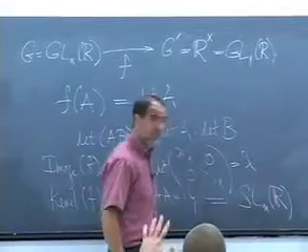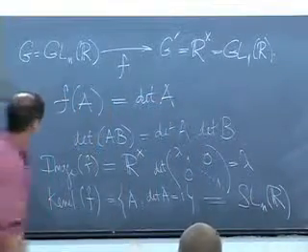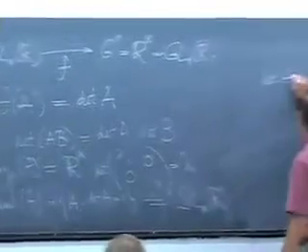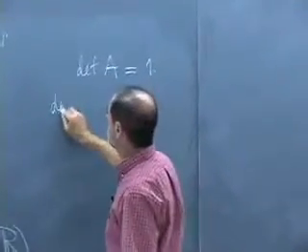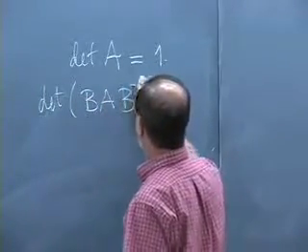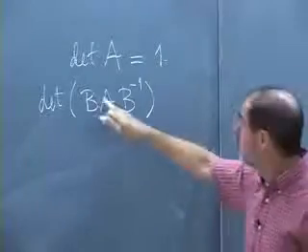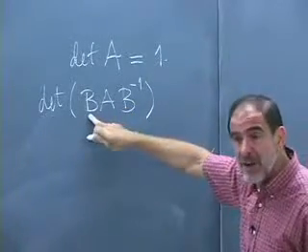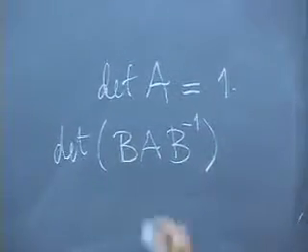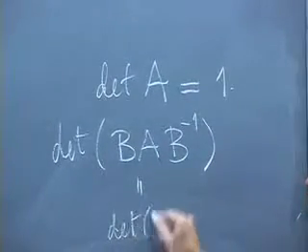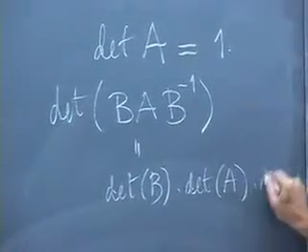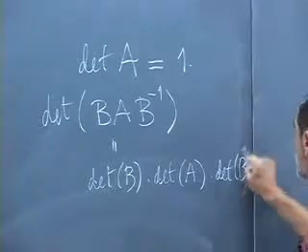Could you repeat that point about conjugating? Yes. If you take a matrix A such that the determinant of A is equal to 1, and you calculate the determinant of B A B inverse, for any invertible matrix B, that's what I mean by conjugating by an element in the group. We're checking that it's a normal subgroup. Then this becomes the determinant of B times the determinant of A times the determinant of B inverse.